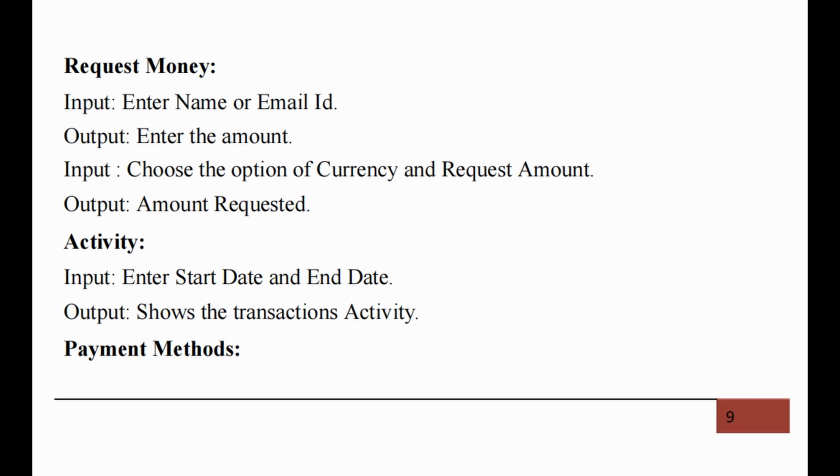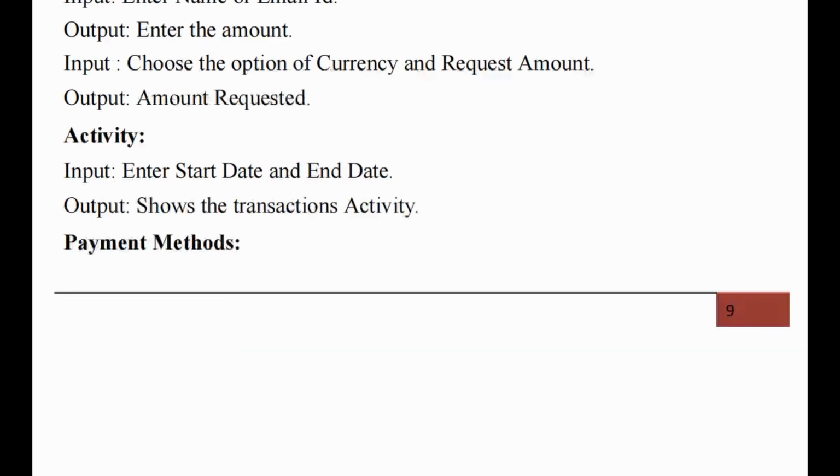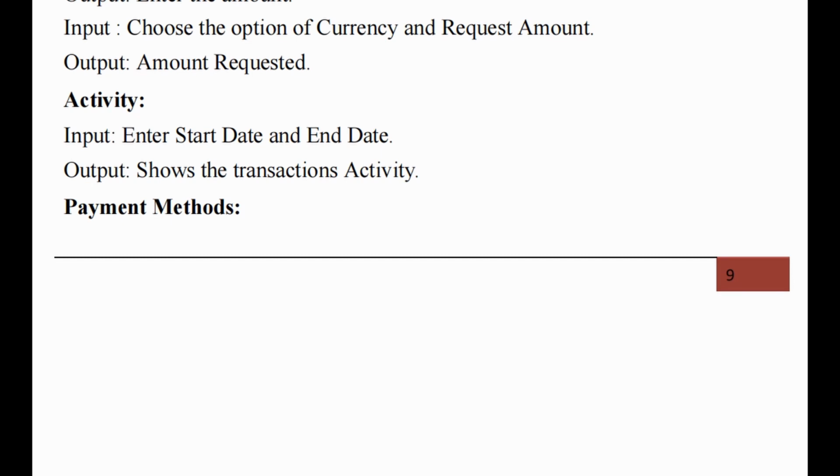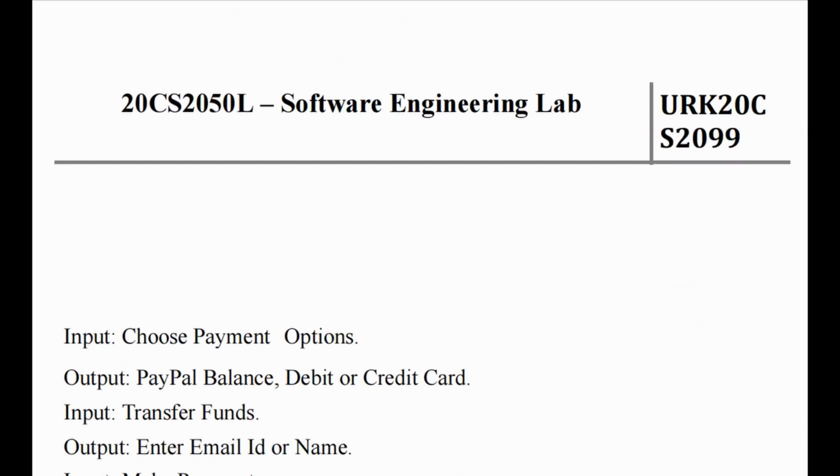Input: enter your email ID, output: enter the amount. Input: choose the option of query and request amount, output: amount requested. Activity: input enter the start date and end date, output show the transaction activity.